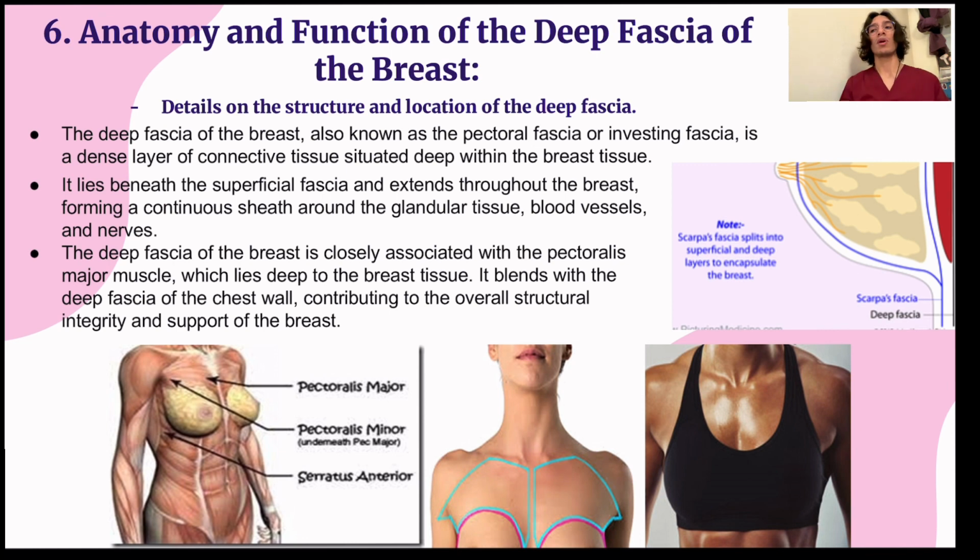Anatomy and function of the deep fascia of the breast. The deep fascia of the breast, also known as the pectoral fascia or investing fascia, is a dense layer of connective tissue situated deep within the breast tissue. It lies beneath the superficial fascia and extends throughout the breast, forming a continuous sheath around the glandular tissue, blood vessels, and nerves. The deep fascia of the breast is closely associated with the pectoralis major muscle.